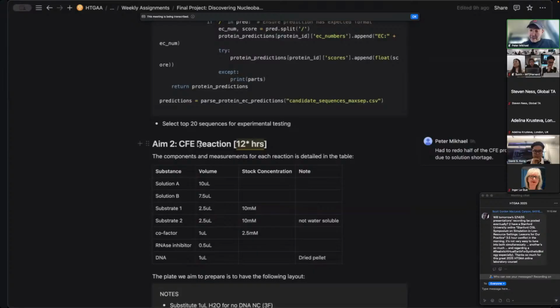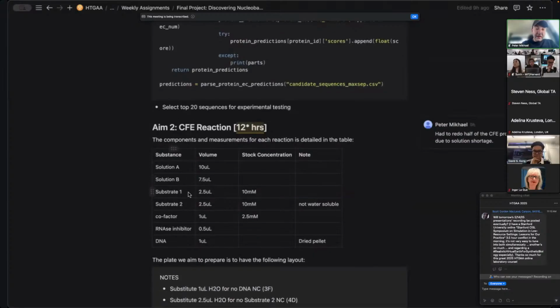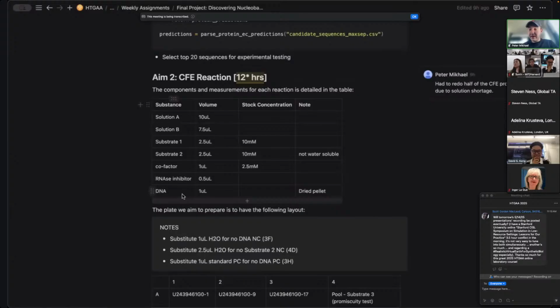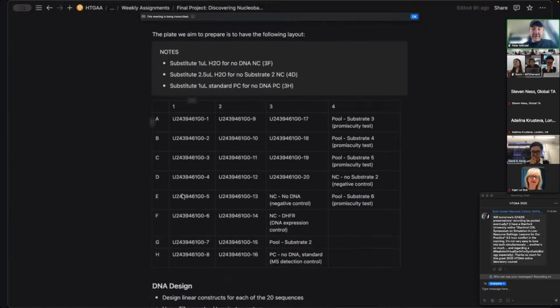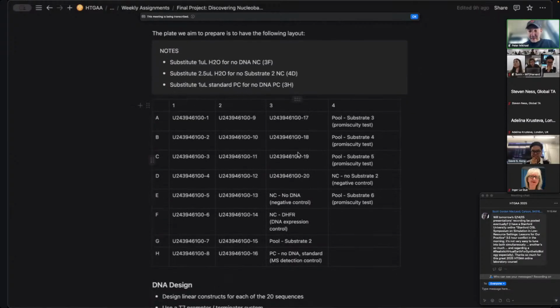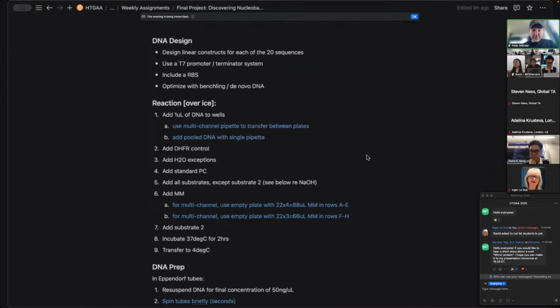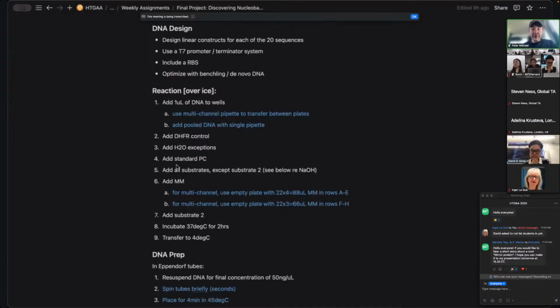So then the CFE reaction, this is the table for a single reaction. What we need is solution A, B, from New England Biolabs, our substrates, our cofactor, RNase inhibitor, just to make sure that the RNA is not degraded, and the DNA that we care about, those 20 sequences. I have here the plate as we've designed it. So all 20 sequences, some negative controls, positive controls for expression, and then some pooled reactions. And then the protocol for the reaction itself over ice.